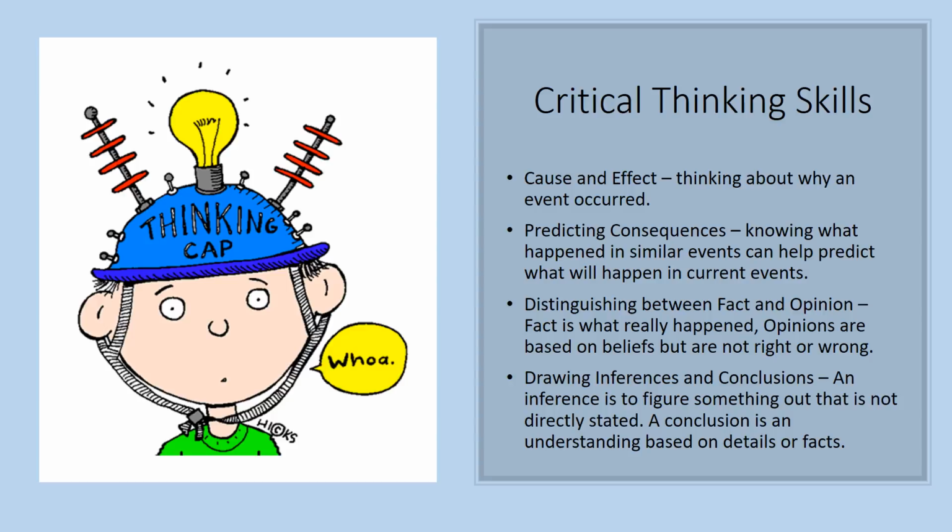Fact is what really happened, and opinions are based on beliefs, but they're not necessarily right or wrong. Opinions normally begin with statements like I believe or I think. Drawing inferences and conclusions. An inference is being able to figure out something that is not directly stated. You know that because we've done that. You've been inferring since kindergarten. And a conclusion is an understanding based on details or facts, and you've been doing that also.